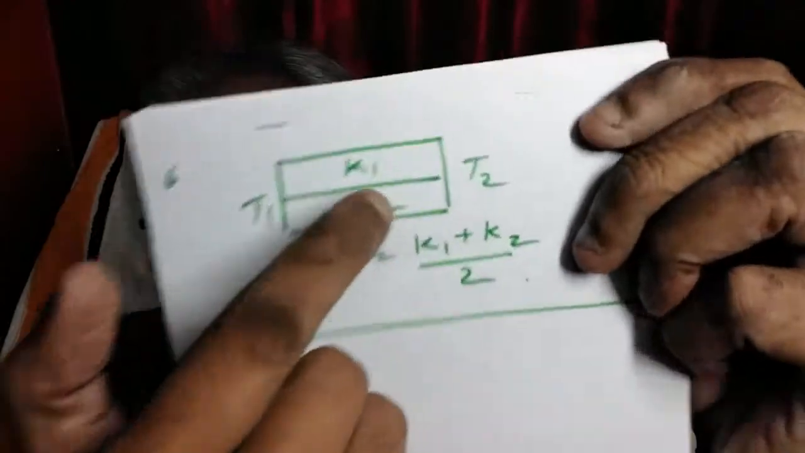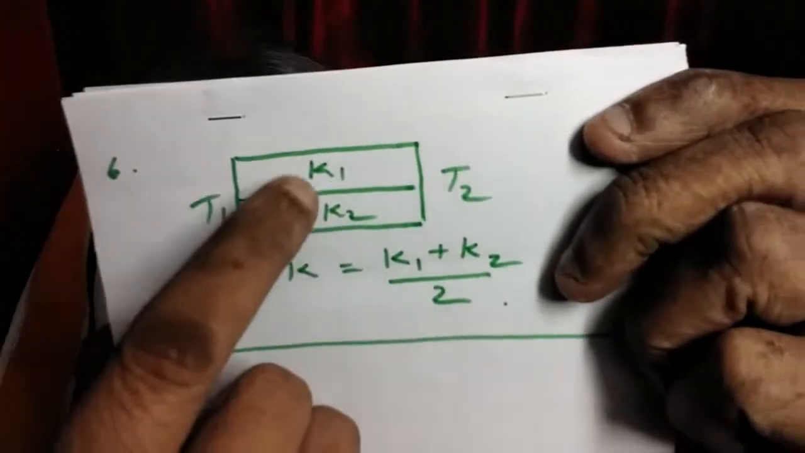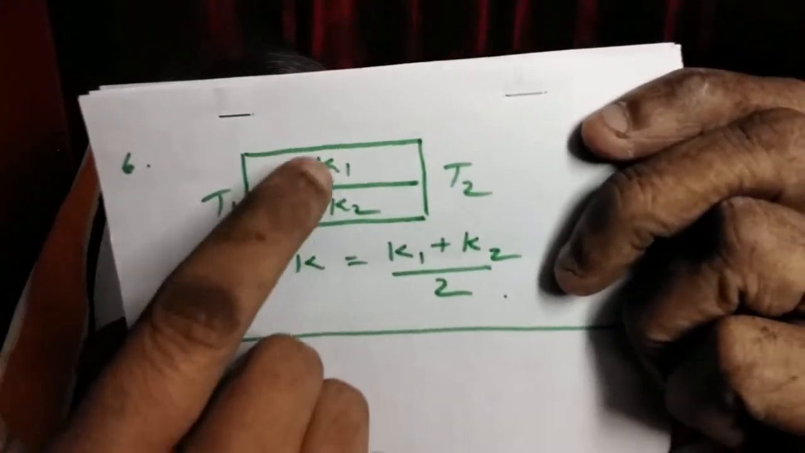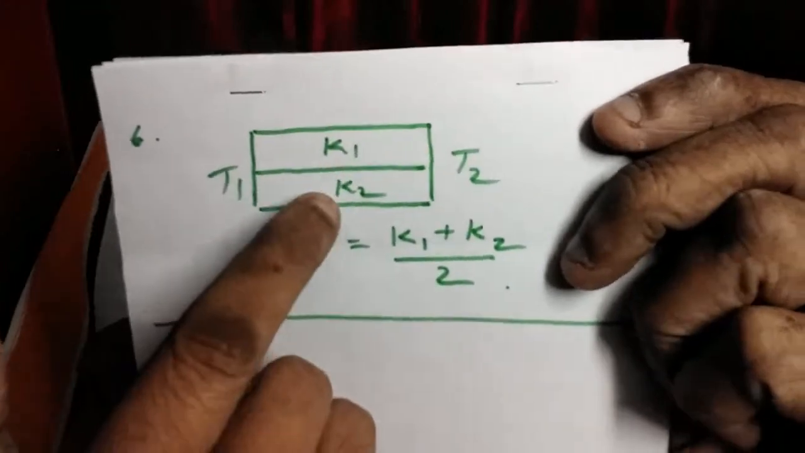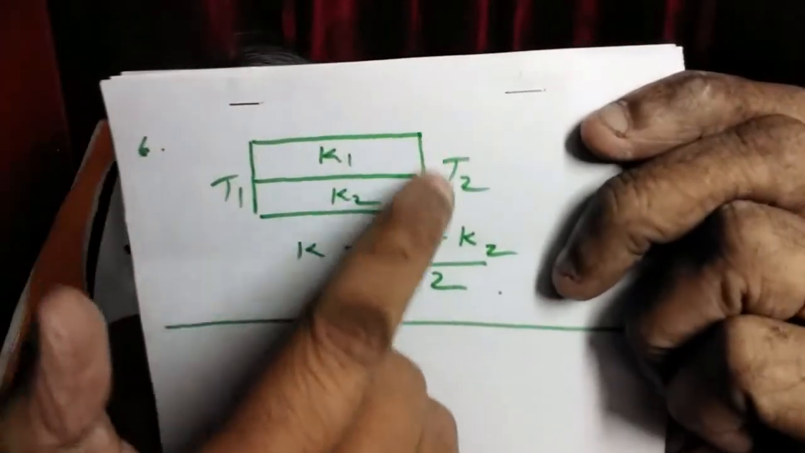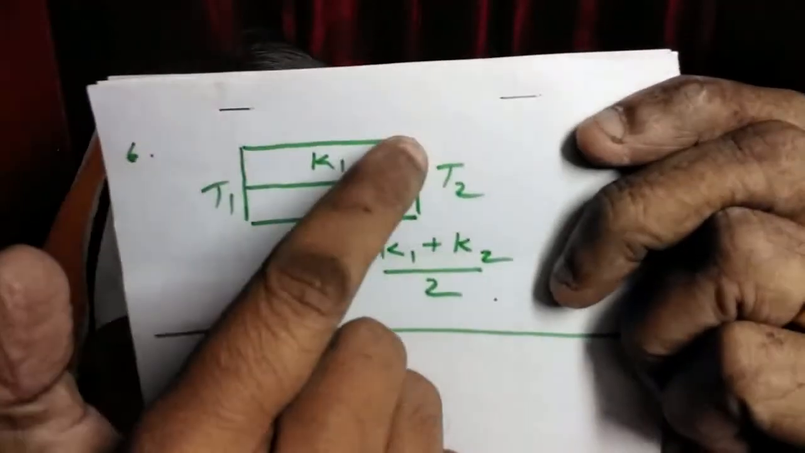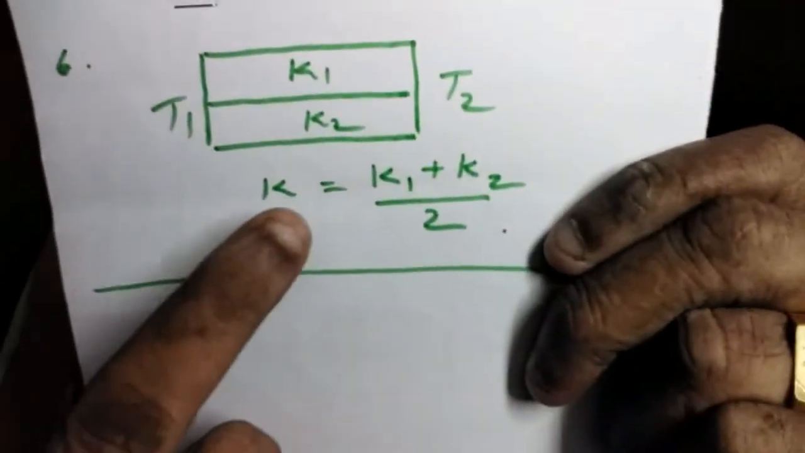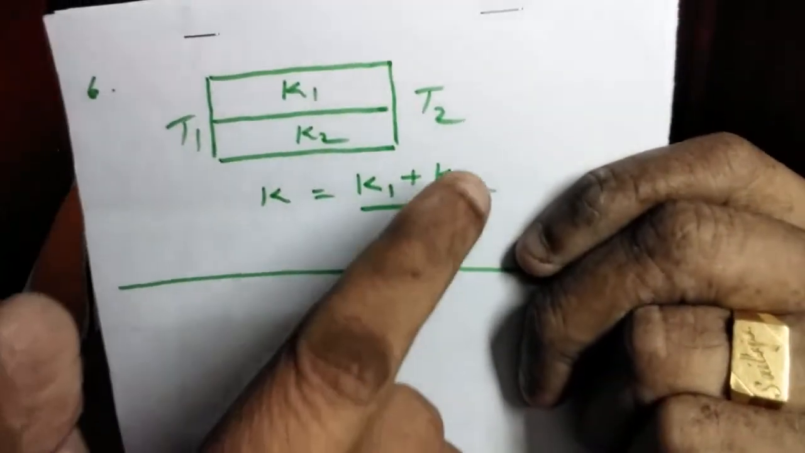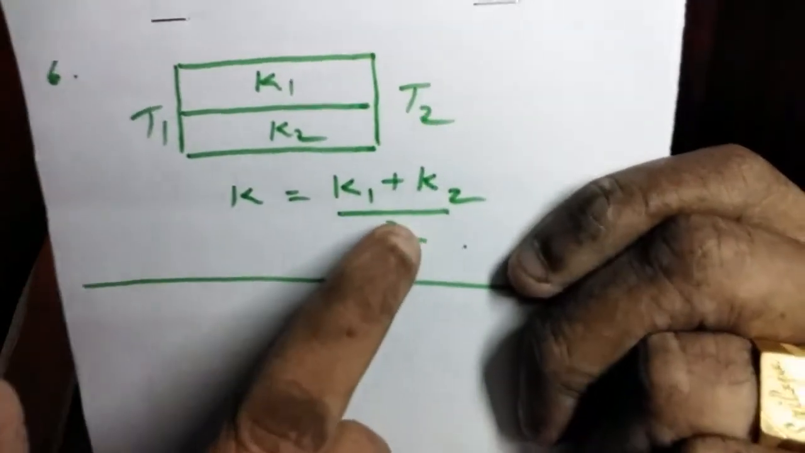Another case is parallel combination. These two blocks are, one is placed above the other. This is the hot end, cold end. Area of cross section is the same for both. Length is the same. Then equivalent K is (K1 plus K2) by 2. These are the important formulae connected with thermal conduction.